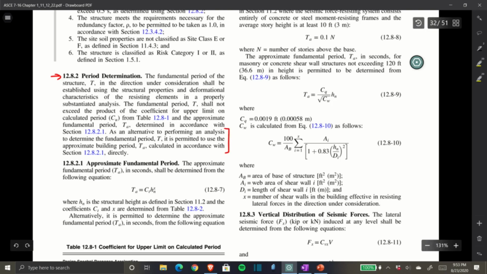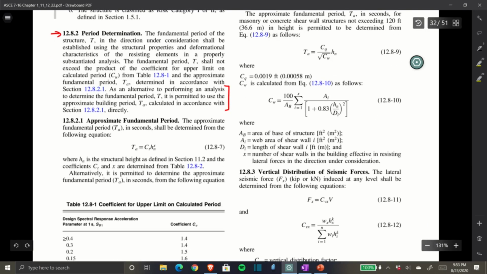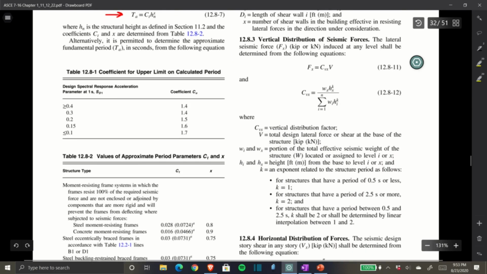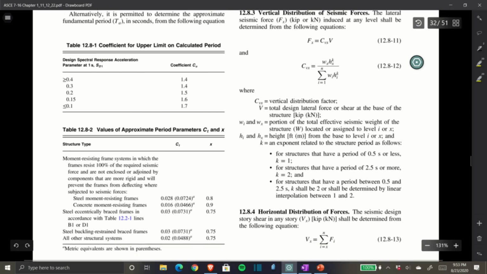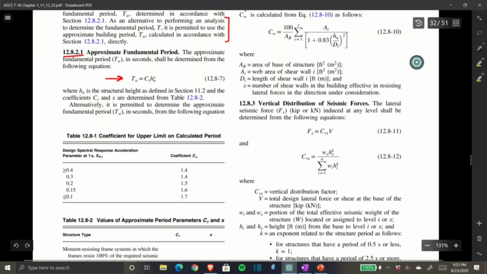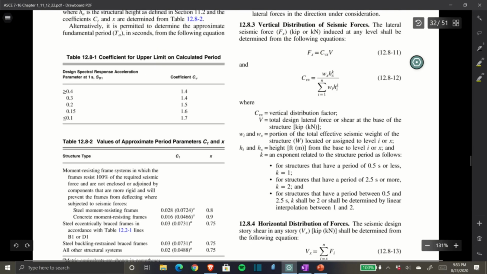So this last portion here, T sub A. And T sub A, like they said in this section, can be found using this equation. So now we need C sub T, h sub n, and x. Well, if we scroll down a little further, those are provided in the following tables. So you have C sub T and x.